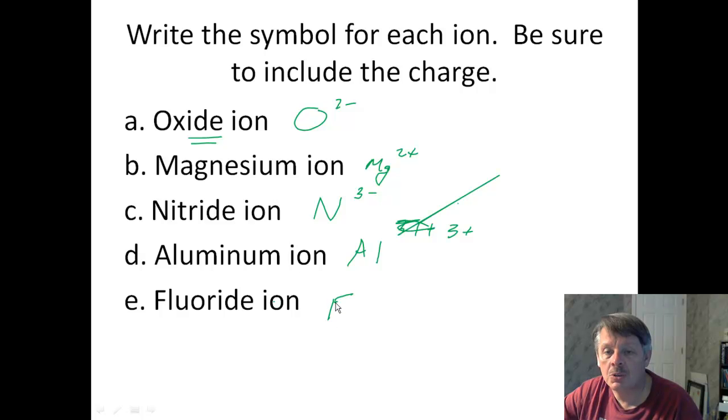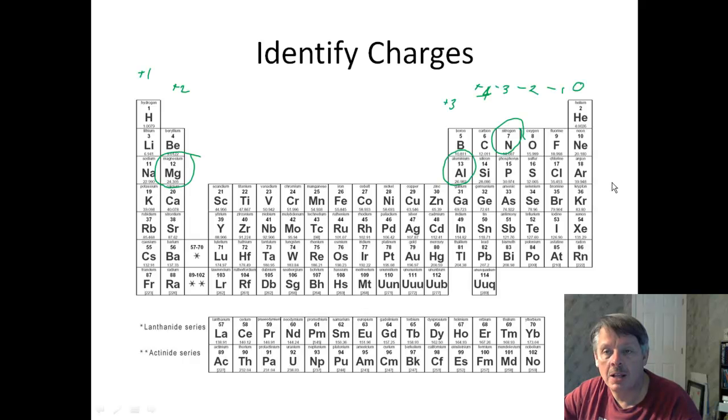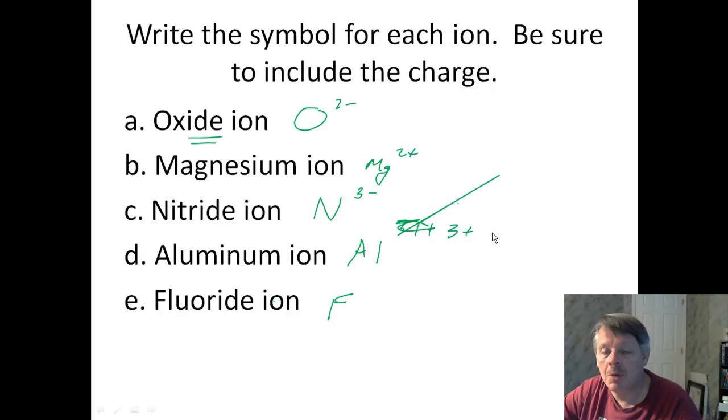And how about our last one, which is fluoride? That tells you it's fluorine, and it's going to be on the right-hand side of the periodic table. You should be very familiar with that because it is the most electronegative element on the periodic table. And we look over and we find fluorine, and it's in the -1 group. It is a halogen. So it is going to take a 1- charge.